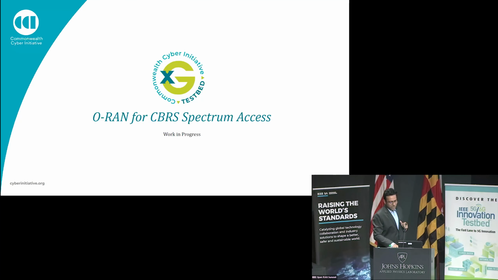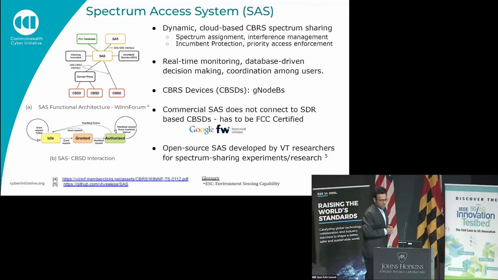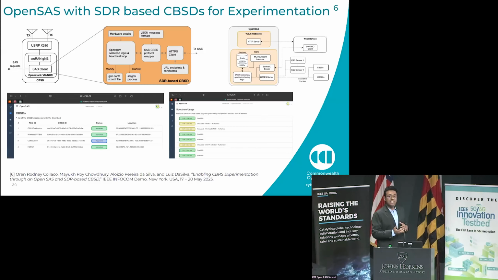So how are we going to use ORAN in this ecosystem? The central role in this CBRS-based spectrum access is taken by the Spectrum Access System, which is called SAS. We have worked with commercial SAS like Google SAS and Federated Wireless SAS, but the problem is they do not talk with CBRS-based SDRs. For us, as Shankar was mentioning, when you do experiments in universities, you have to focus on open source software. That's why you need systems like SDR-based CBSDs. Now, how do we connect that to a SAS? For that, Virginia Tech researchers have developed an open source SAS called Open SAS, and we have integrated our SDR-based CBSDs to that Open SAS.